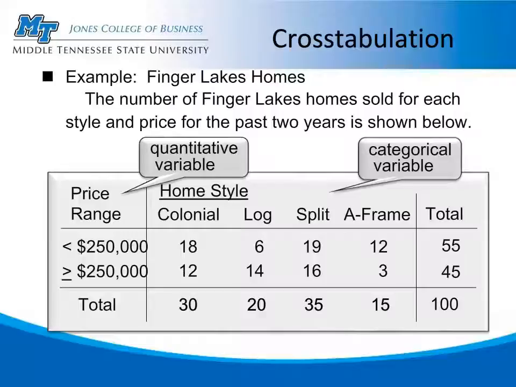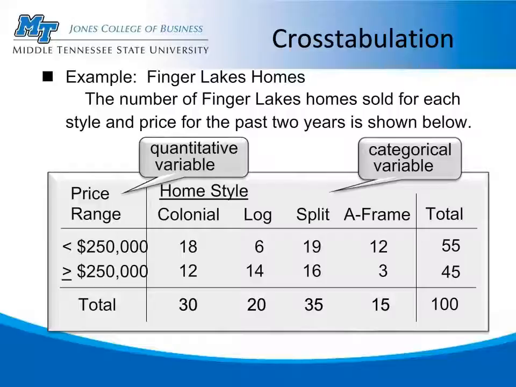From this information, you can see that there were only 6 log houses whose price was less than $250,000. That was the smallest number. The largest number, the 19, corresponded to the split level houses that were less than $250,000. You can take these frequencies and convert them to relative frequencies, or to percentages. But this is referred to as a cross tabulation.